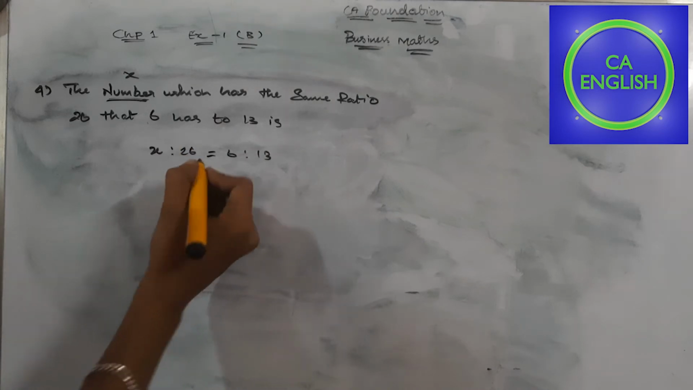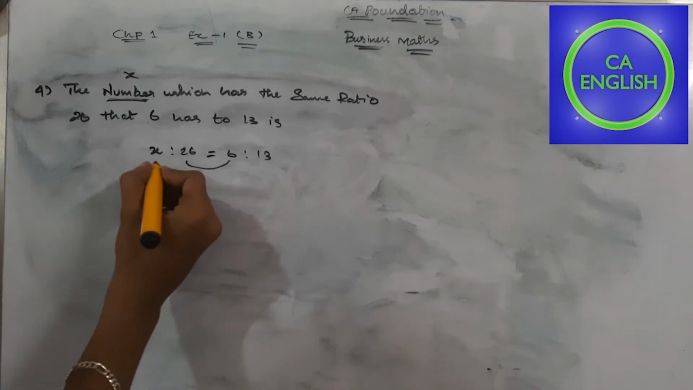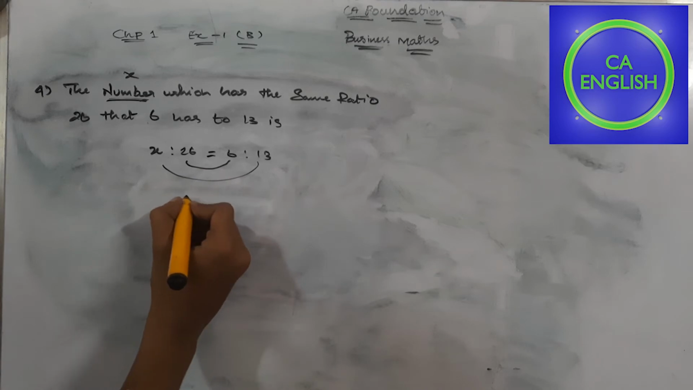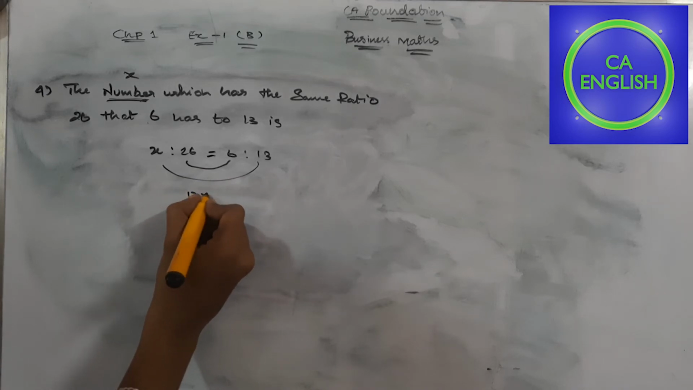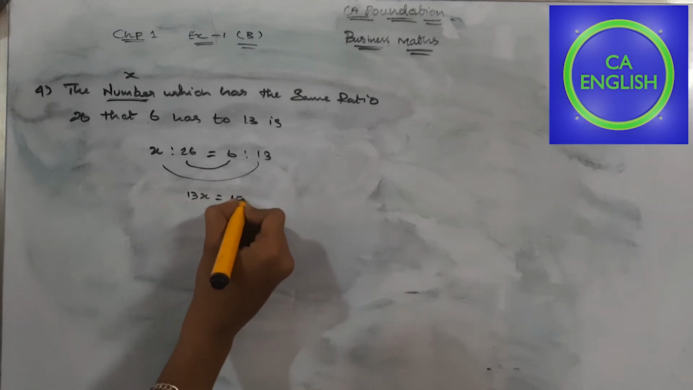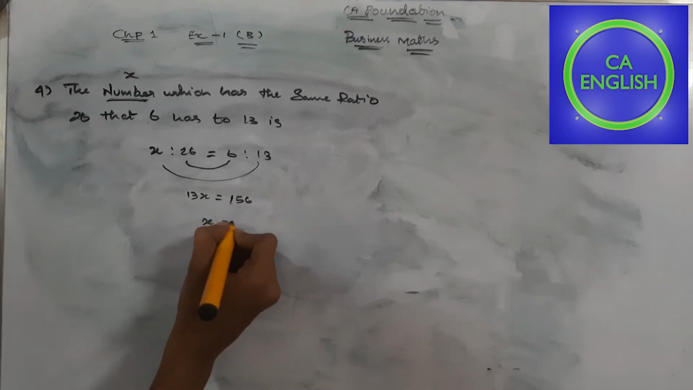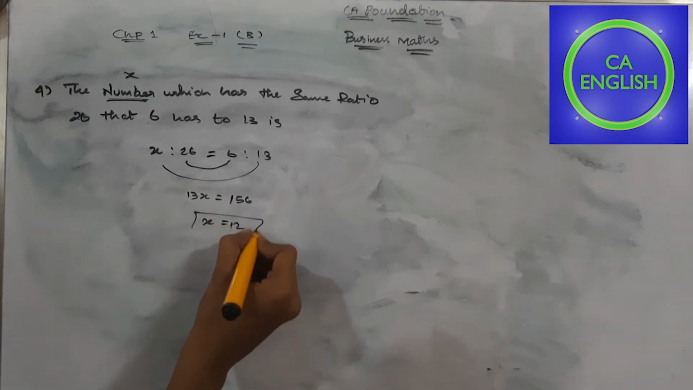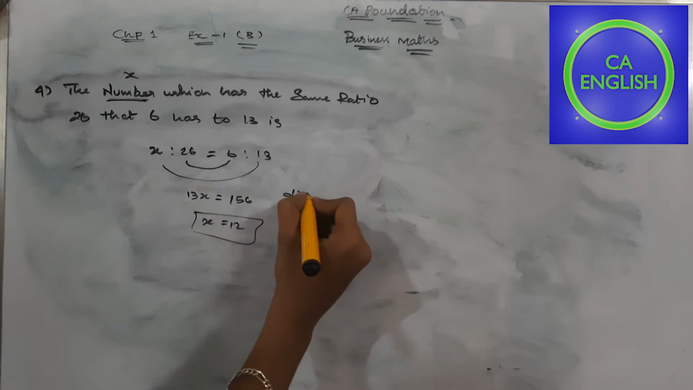Therefore cross multiply it as we usually do. Therefore 13x is equal to 156. Therefore x is equal to 12. But the answer was not in the book. So option D, none of these.